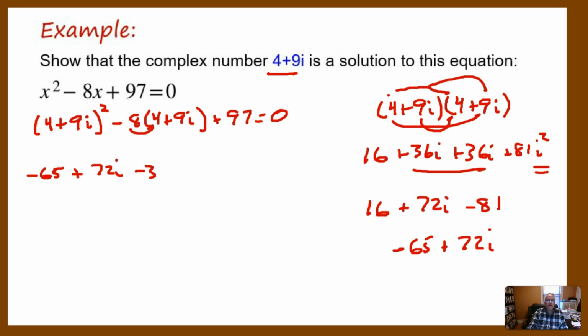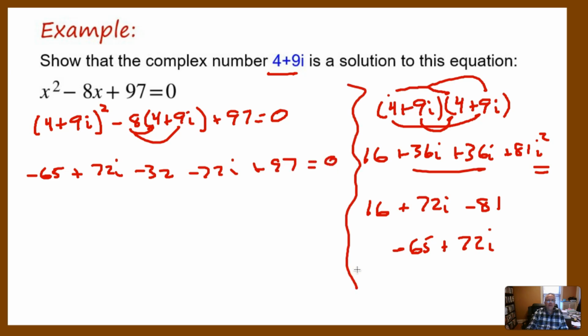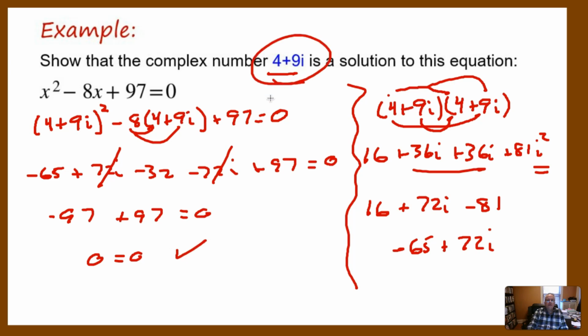Minus 8 times 4 is minus 32. Minus 8 times 9i is minus 72i. Plus 97, hopefully, will equal 0. Well, minus 65 minus 32 is minus 97. We have a 72i and a minus 72i. So when I do a little simplification, I get minus 97 plus 97 equals 0, or 0 equals 0, which is true. Turns out that this complex number does work and make this equation true.